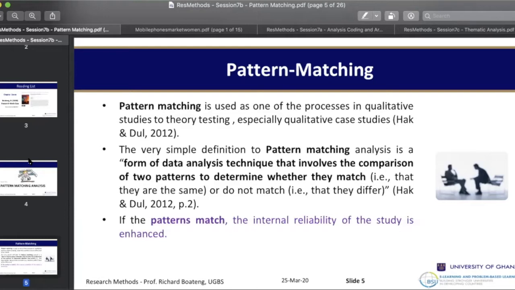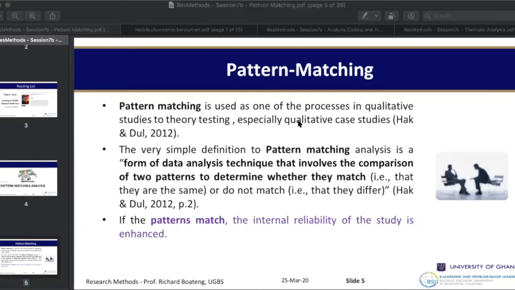Authors like Hak and Dul, and then Yin, are key proponents of pattern matching. If you look at Yin's book on case study, you see that he has a whole section explaining what pattern matching is. If the patterns match, the internal reliability of the study is enhanced. Remember what we were talking about, internal reliability, when I was teaching you how to do and write case studies.